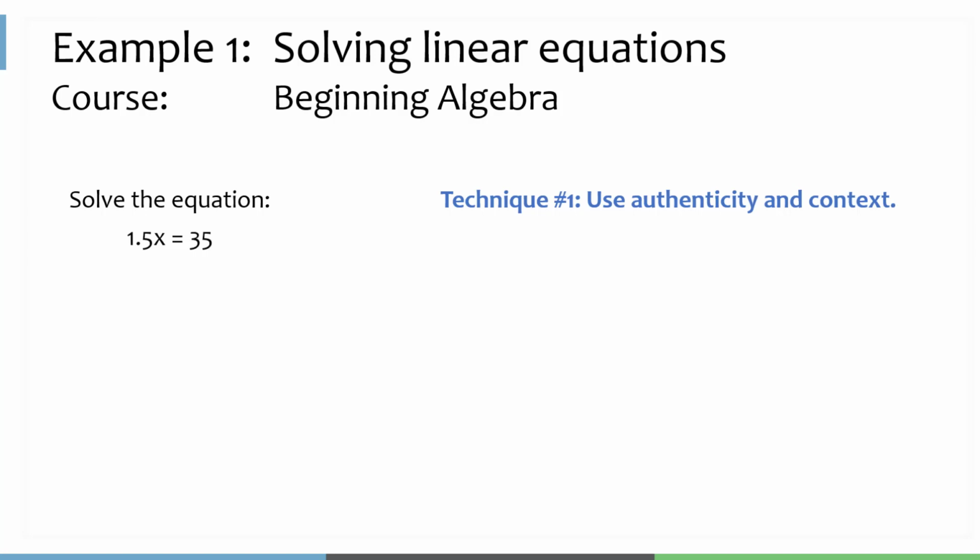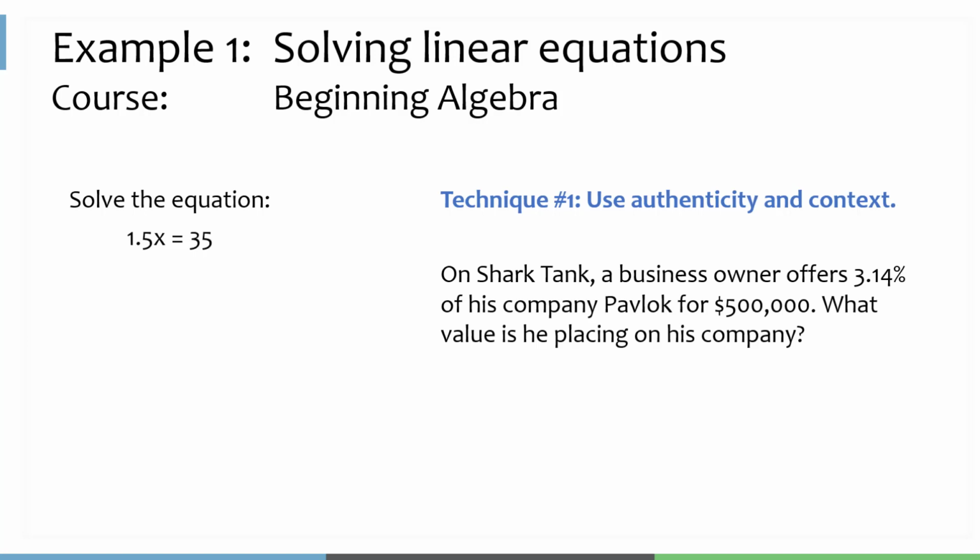So one technique that you can use to rewrite it is, instead of just writing what I call almost like naked algebra, with no context whatsoever, try to write something that requires authenticity and context, but would also involve solving linear equations, though it does not appear to at first glance. So here's a problem that I love, and this is a true problem. It came from when I was watching an episode of Shark Tank. A business owner offers, I kid you not, 3.14% of his company, Pavlok. Go Google this if you'd like to watch this episode and watch the guy be eviscerated by Mr. Wonderful. But he offered 3.14% of his company for $500,000.